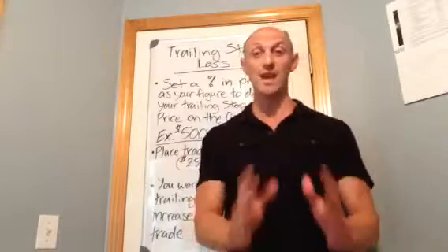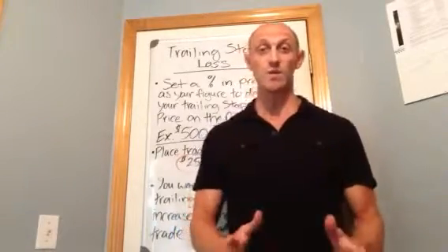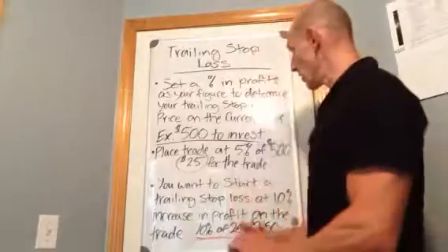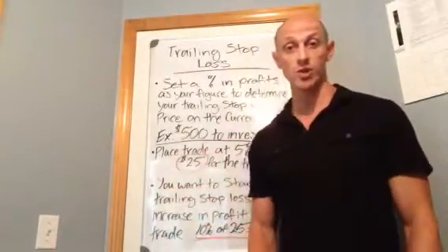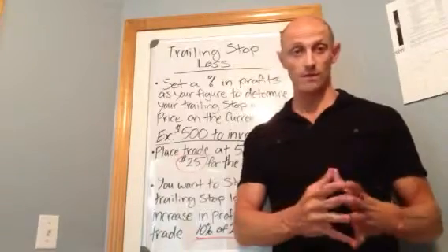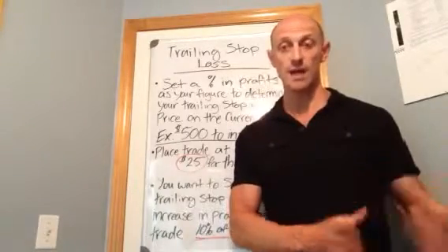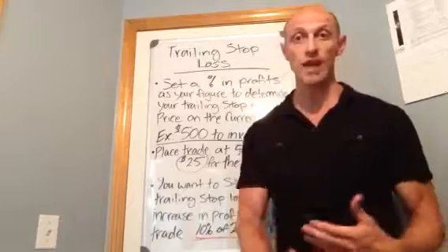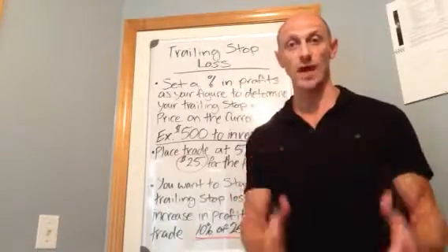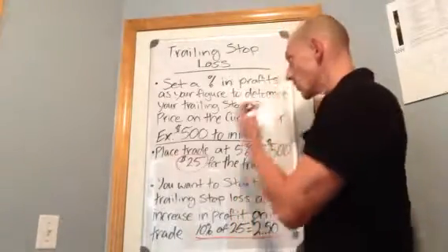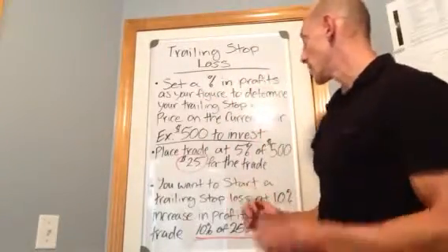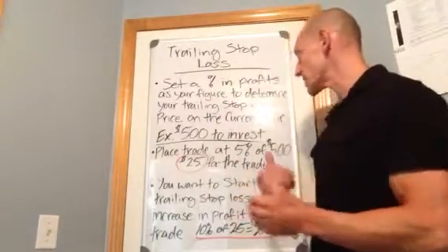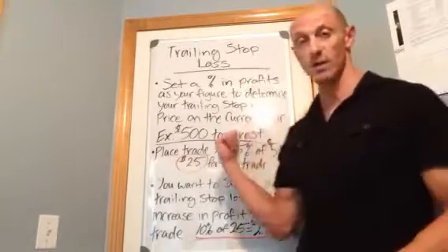So what you want to do is stay away from that, and the best way to do that is with the plan that I'm going to show you, that you need to get together before you even place your trade. This will help you avoid the psychological, emotional challenges that you are going to encounter in your trade. So what you want to do is set a percentage in profits as your figure to determine your trailing stop loss price on the currency pair.